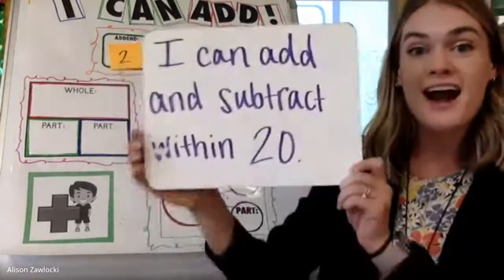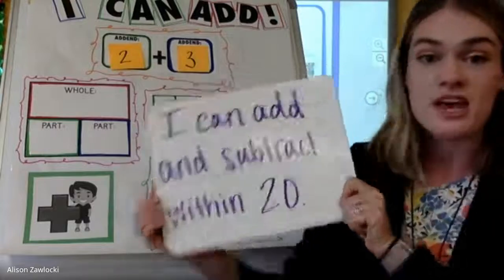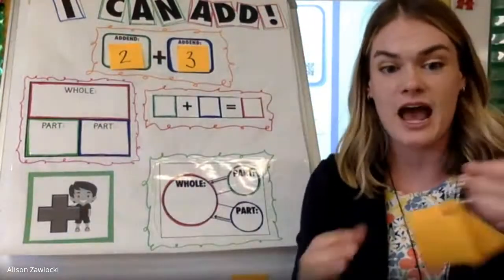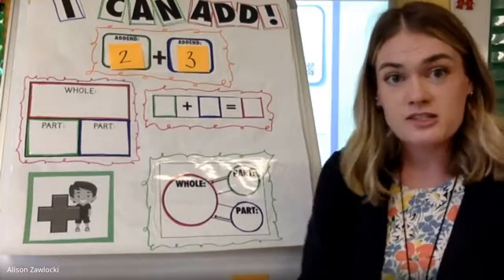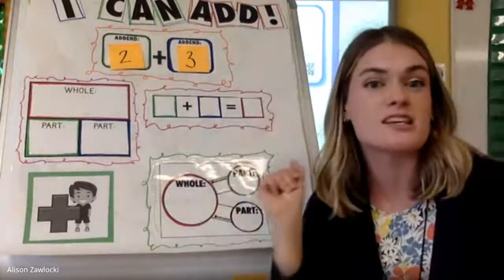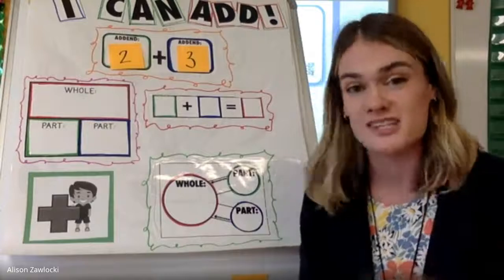Let's start with reading our I can statement. I can add and subtract within 20. So that's what we're going to be learning how to do today. But before we do that, I want to go over our fact fluency. So as mathematicians, we want to know our math facts and our subtraction facts as quickly as we can. So let's go over some zeros, ones, and twos today.